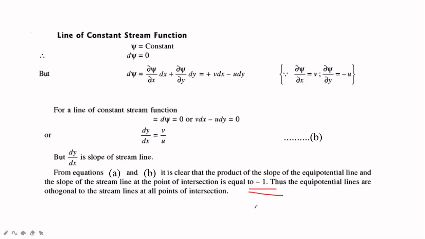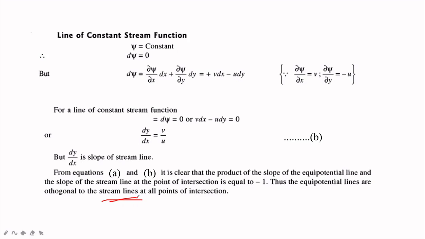If we multiply the slope of the stream function with the slope of the velocity potential function, then what we will get? We will get a value of -1. Thus, the equipotential lines are orthogonal to streamlines at all the points of intersection. ಇಲ್ಲಿ remember ಇಟ್ಕೋಬೇಕಾದ point ಯಾವುದು? The equipotential lines are orthogonal, perpendicular to the streamlines at all the points of intersection.